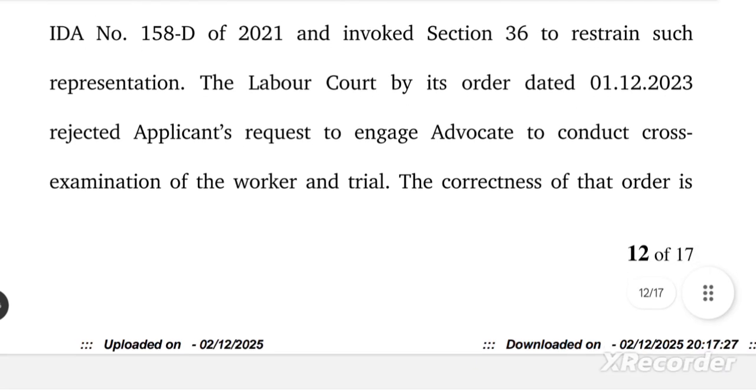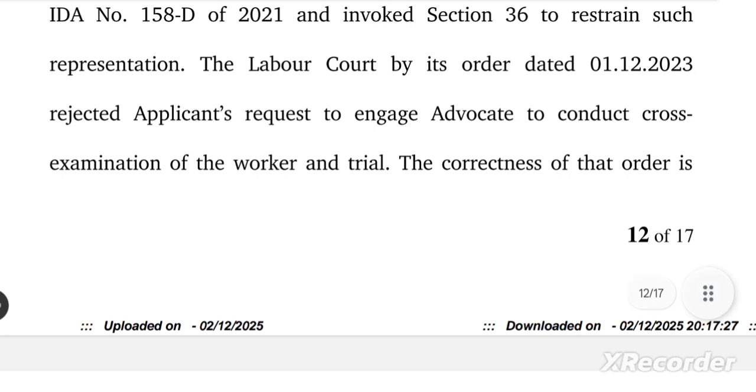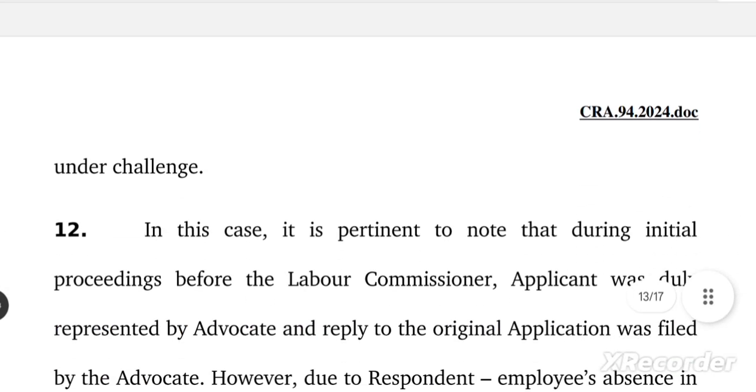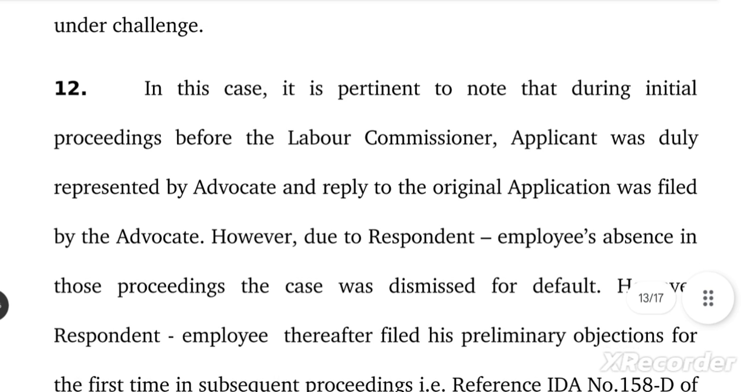The Labour Court by its order dated 1/12/2023 rejected the applicant's request to engage an advocate to conduct cross-examination of the worker and trial. The correctness of that order is under challenge.